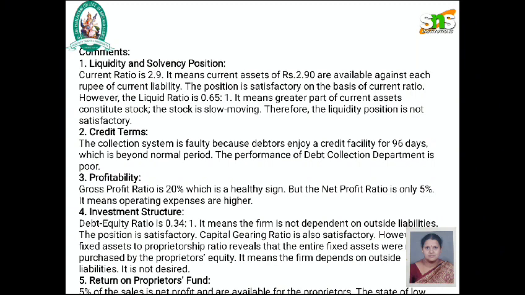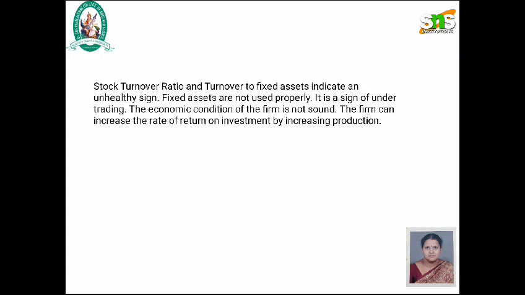Coming to the return on proprietors fund, 5% of sales is the net profit available for the proprietors. The low stock turnover ratio and turnover to fixed assets indicate an unhealthy sign. Fixed assets are not used properly. It is a sign of undertrading. The economic condition of the firm is not sound. The firm can increase the rate of return on investment by increasing production. So the overall performance of the firm is satisfactory.